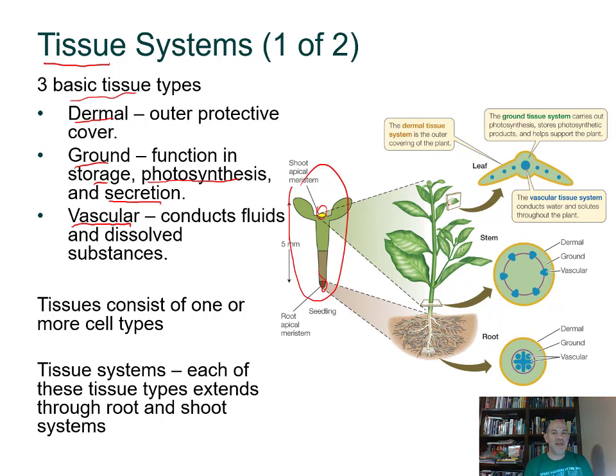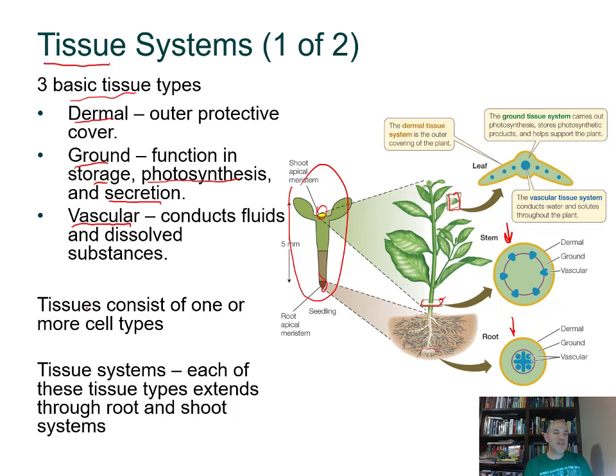But you can see they've sectioned through a leaf here. When you look at a cross-section through the leaf, it has all three tissue types. The yellow on the outside is your dermal, the outer protective layer. The blues represent vascular tissue, and the green in this diagram represents the ground tissue. If you section through the stem, you have all three types, and even in the root, you're going to have all three of those tissue types.